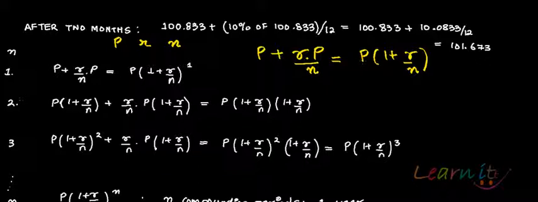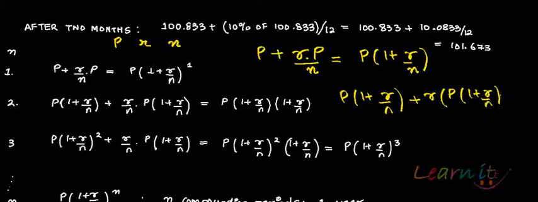Now for the second compounding period, this is the amount which you have in the bank account. You will have this much in your bank account, plus you will be getting interest on this amount, which is P into 1 plus R by N divided by the number of compounding periods. So you have P into 1 plus R by N plus R by N into P into 1 plus R by N. You can take 1 plus R by N common, so after 2 periods you will have P into (1 plus R by N) squared.